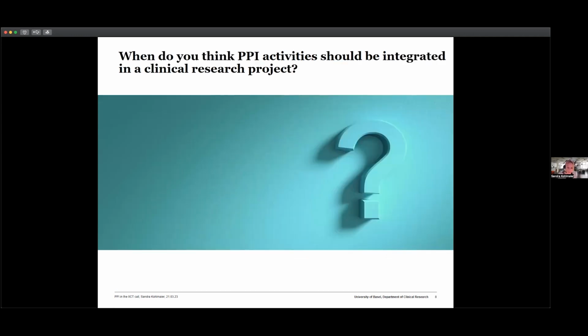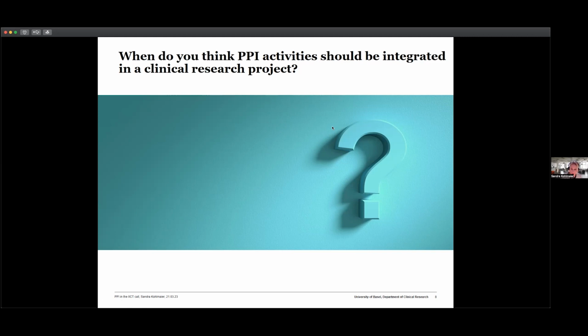And now I would like to have another break for you, and I would like to know, when do you think PPI activities should be integrated in a clinical research project? Because, as I said, this is what you should also think about if you want to participate for the PPI preparatory grant. You have to think about the PPI activities for your research project. And I would like to know from you, what do you think? When should these activities be integrated in a clinical research project?